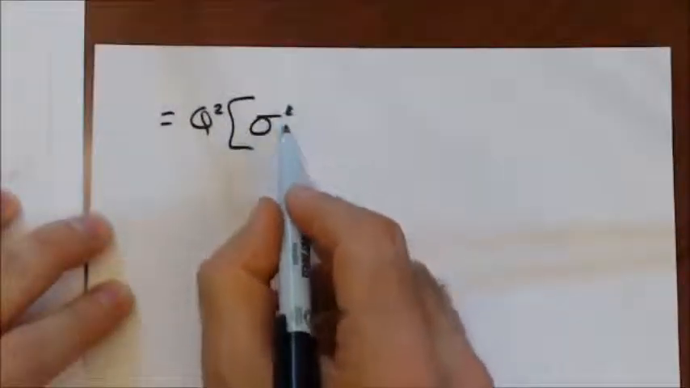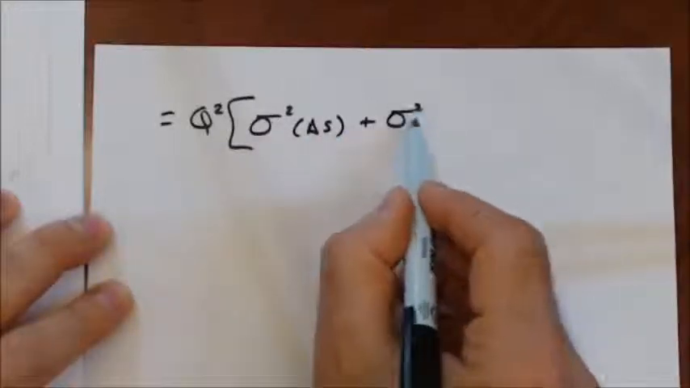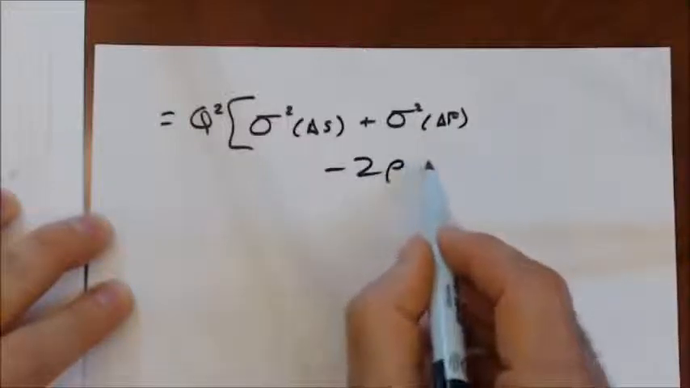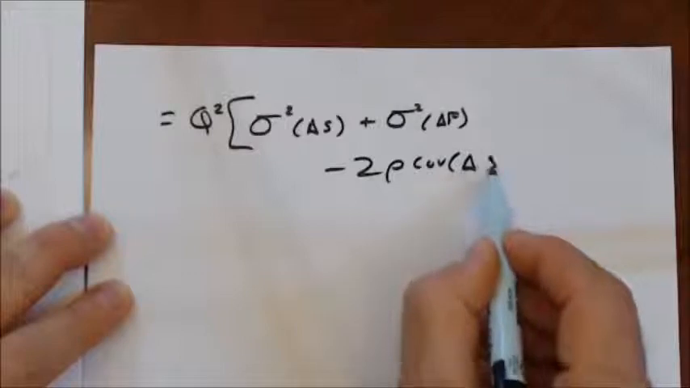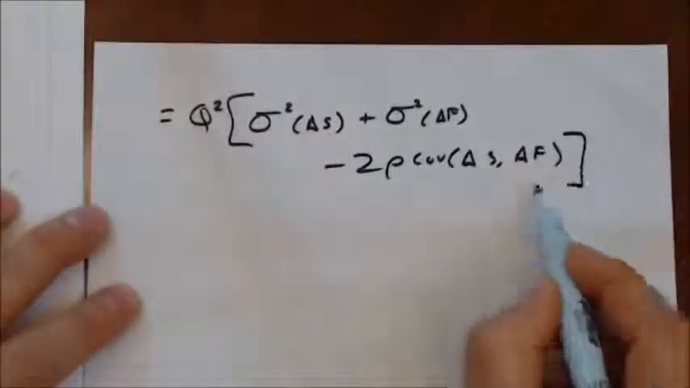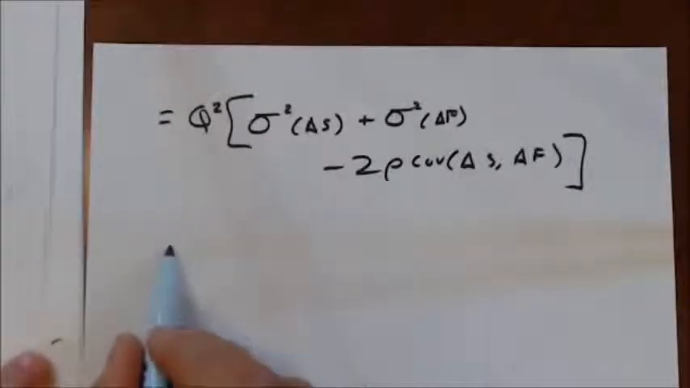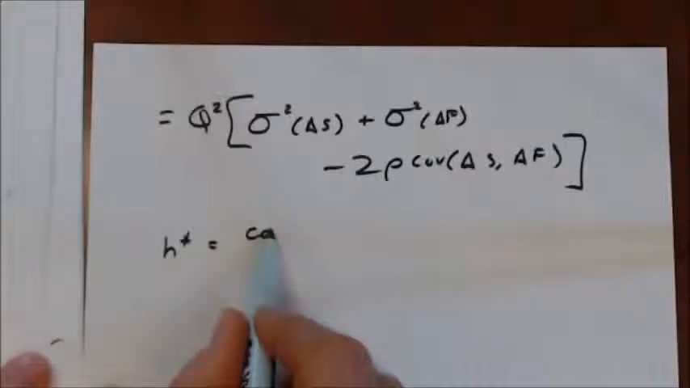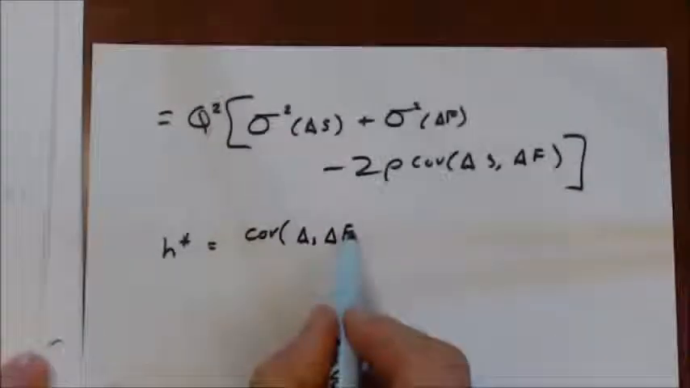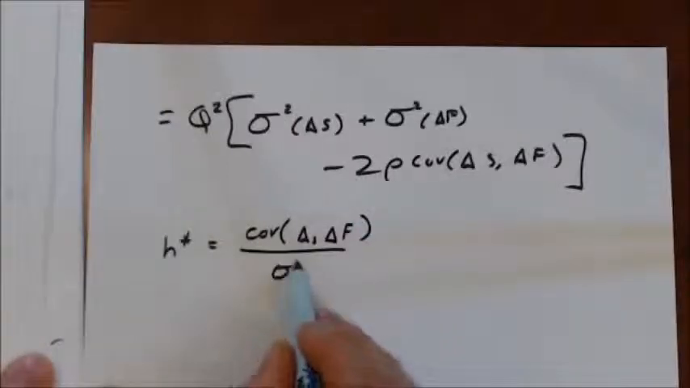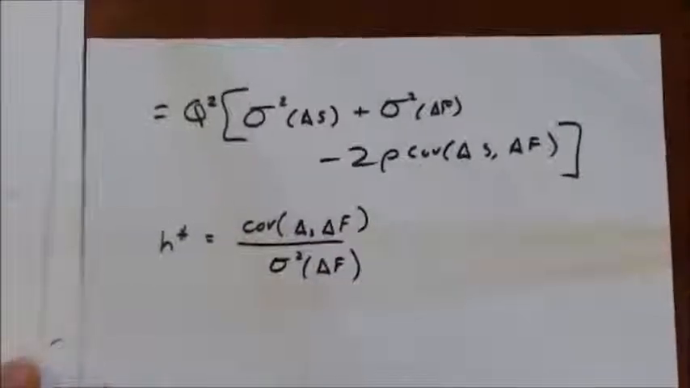Now, in order to find the slope, we set this term, as I said, Q sigma delta S plus sigma delta F minus 2 rho covariance between delta S, delta F. We set this whole thing equal to 0, and we will find the optimal hedge. It turns out, with a little bit of algebra, that the optimal hedge looks like this, as I explained in the notes and in class.